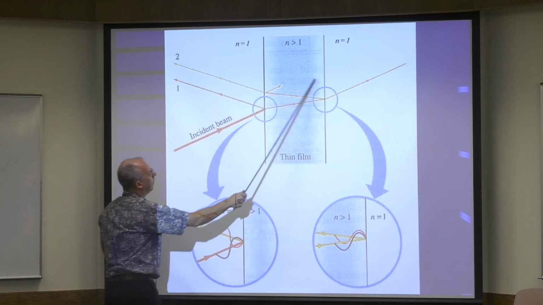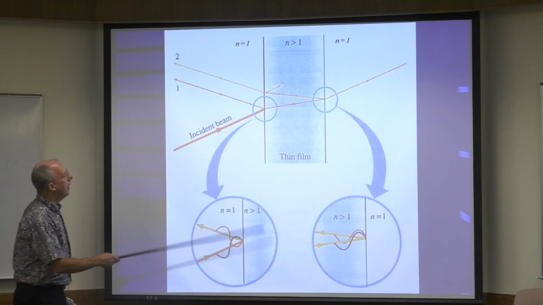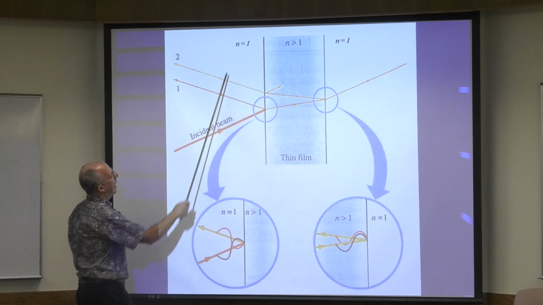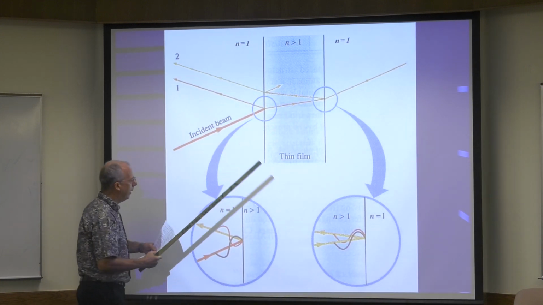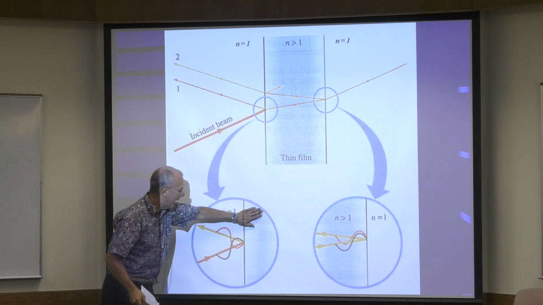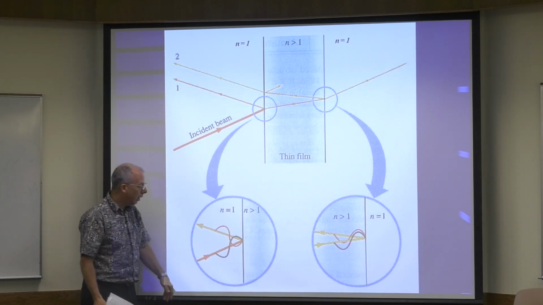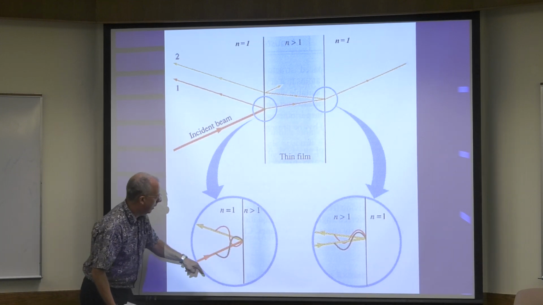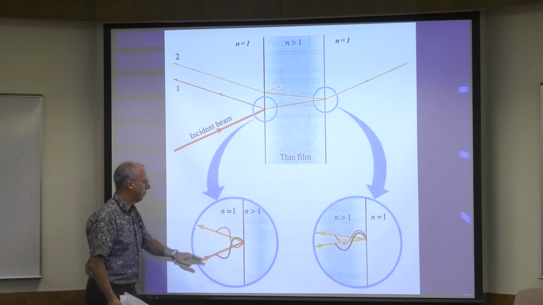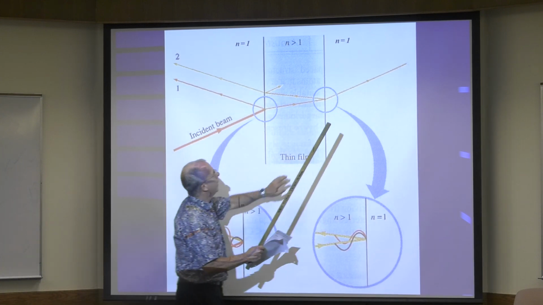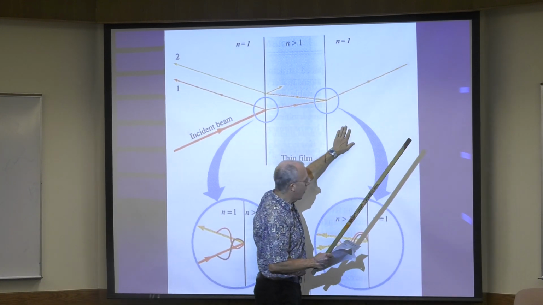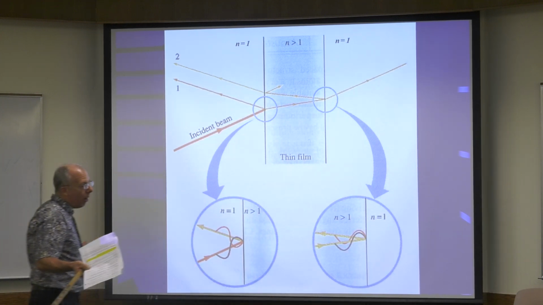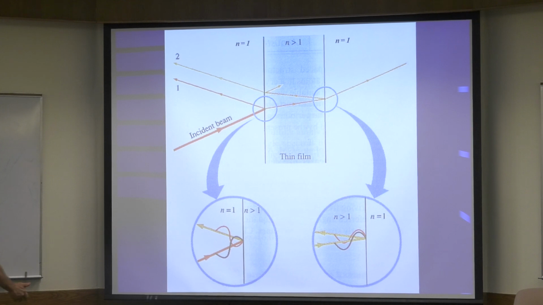Reflection 1, reflection 2. Now here's the thing. Here, for this one, it's going from n equals 1 to n greater than 1, right? So it's going from low n to high n. So what's going to happen? It's going to flip, right? You're supposed to see that. So here's an up and here's a down. Flip. Here, it's going from high n to low n, so no flip. See? No flip. So there it goes. That's how it actually works.